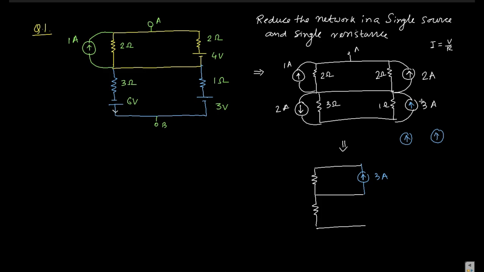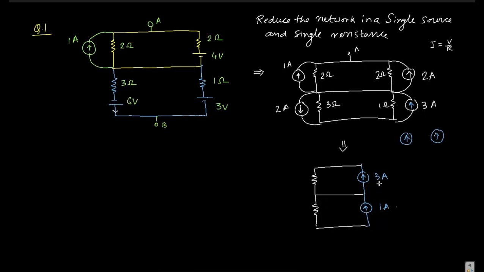current sources, then one is 3 ampere upward, another is 2 ampere downward. So the effective current source of this circuit is 1 ampere upward. It becomes upward because 3 is higher than 2, that's why it is 1 ampere upward. So now we can convert this circuit like this.